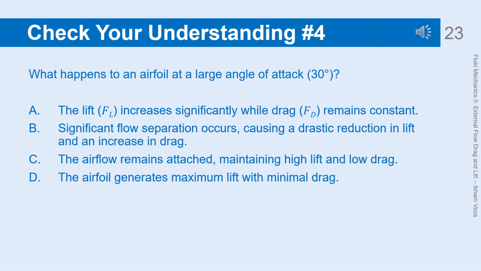Check your understanding number 4. This question emphasizes that at a large angle of attack, an airfoil experiences stall. Stall occurs because of extensive flow separation on the upper surface of the wing. As a result, the lift force decreases significantly while drag increases sharply. This condition is very dangerous in flight because of the loss of lift. Understanding stall is crucial in aircraft operation and design.